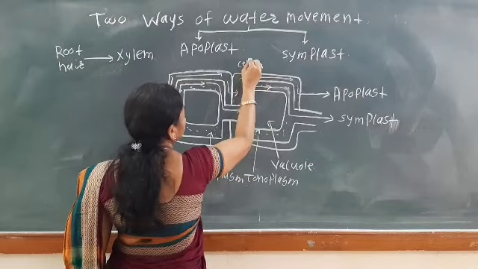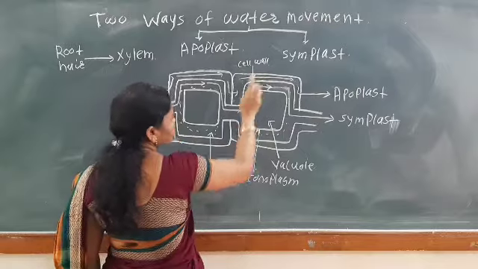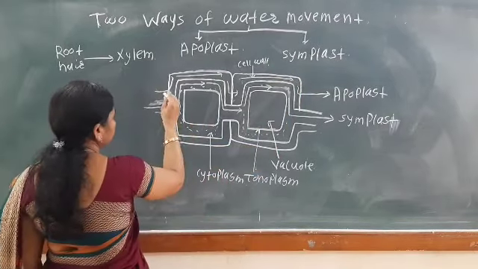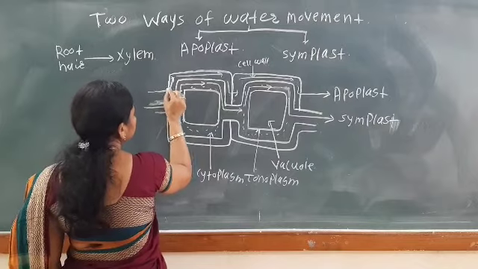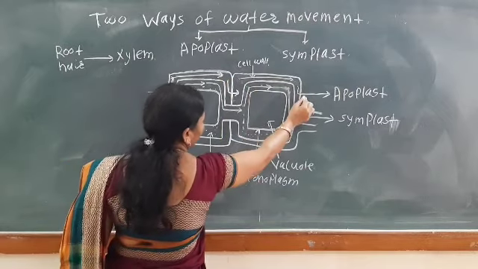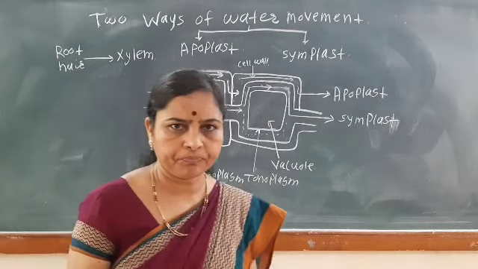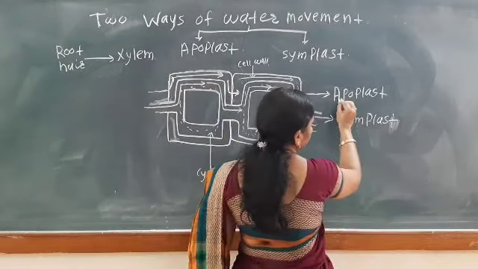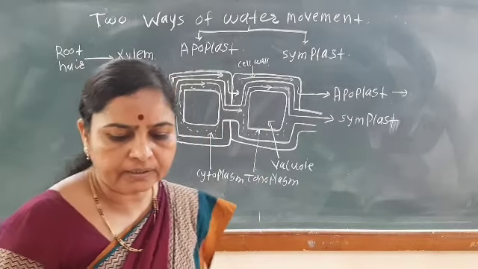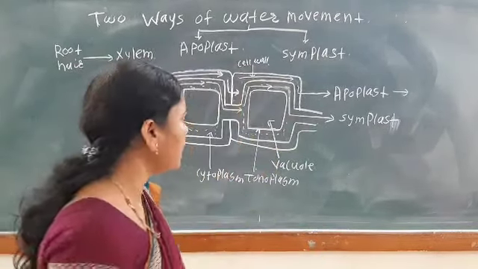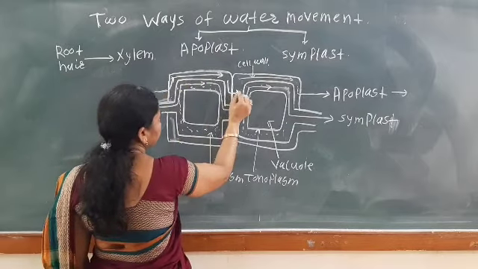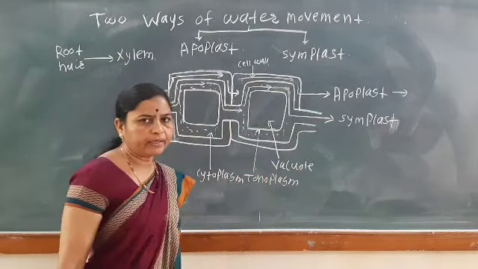Cell wall, that is the portion from here up to here. So the water will move through the cell wall, from this cell to the next cell, only through the cell wall, not through the protoplasm. This is known as the apoplast movement. Apo means without protoplast, so the movement of the water takes place without protoplast. The water does not enter the protoplasm or cytoplasm; the movement takes place only through the cell wall and the intercellular space.